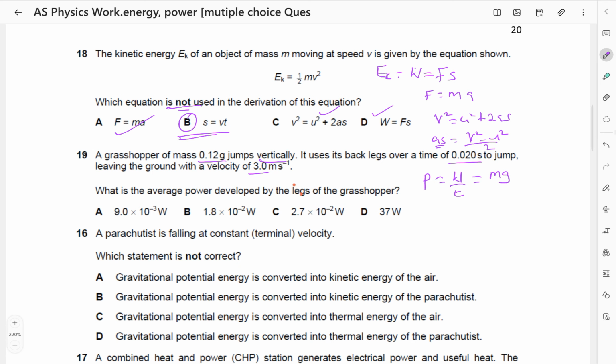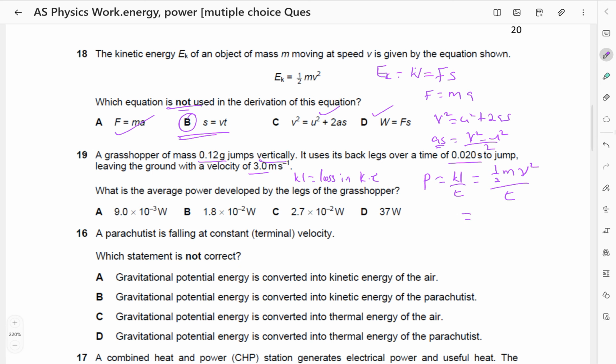Now let's just use kinetic energy. The work done will be equal to the gain in kinetic energy. It leaves the ground with a velocity of 3, so it is losing kinetic energy. So I will simply say work done is equal to the loss in kinetic energy, which will be a half mv squared. Then divide this by t. Work done will be the loss in kinetic energy.